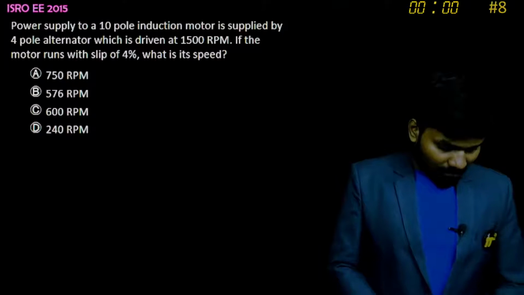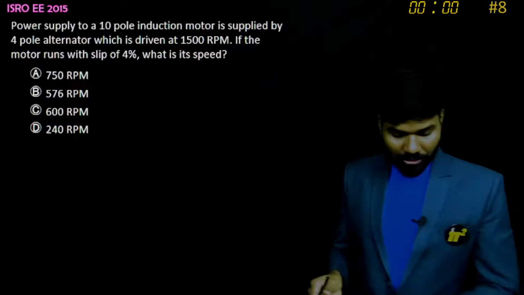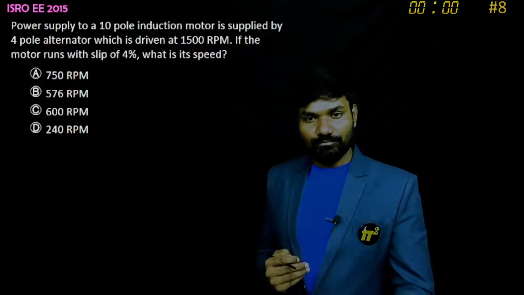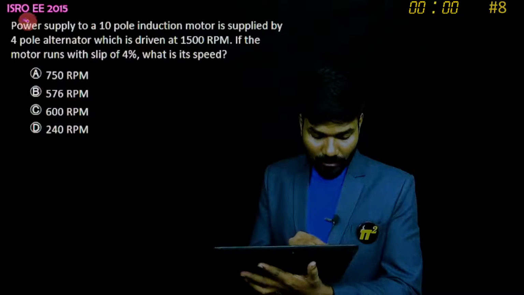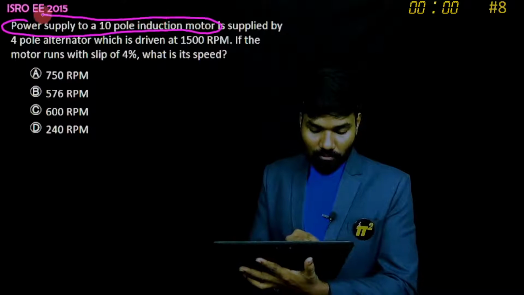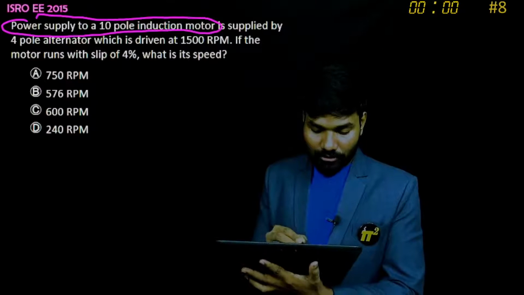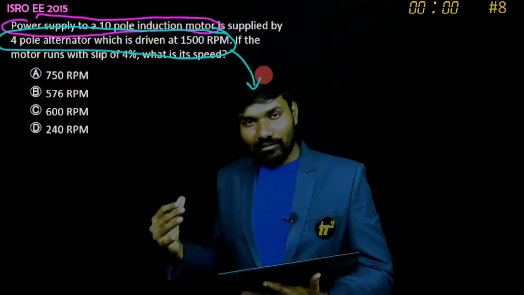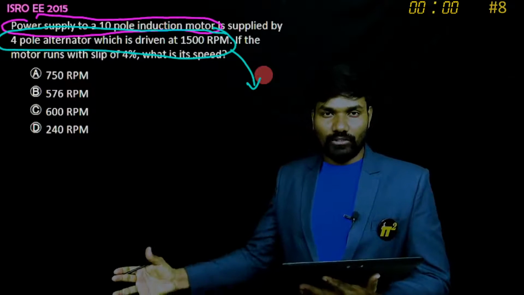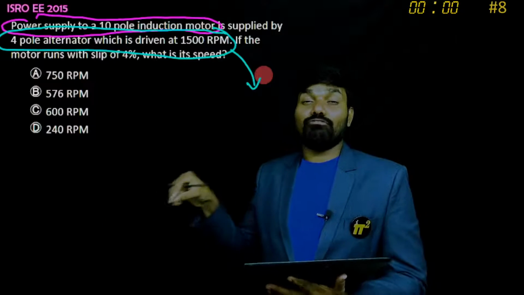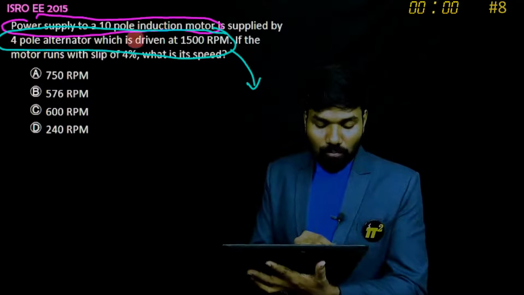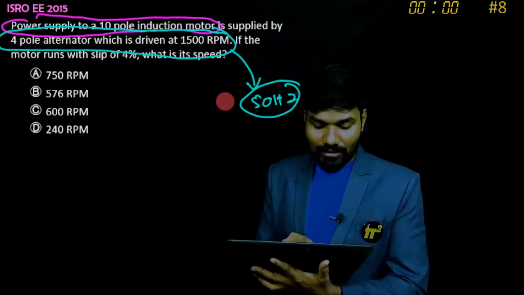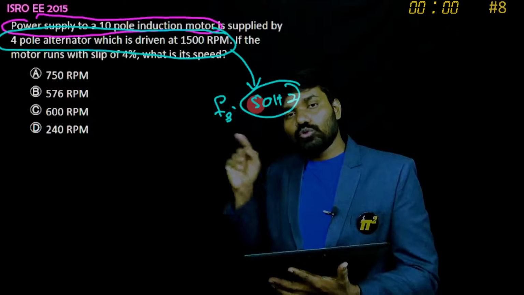What is said here? Power supply to a 10-pole induction motor is supplied by a 4-pole alternator. Okay, we have a 4-pole alternator, 10-pole induction motor, which is driven at 1500 rpm. Means the alternator is driving the induction motor. It is giving the supply to the induction motor at what frequency? Tell me. It has 4 poles and 1500 rpm. So 50 hertz is the supply frequency to the motor.